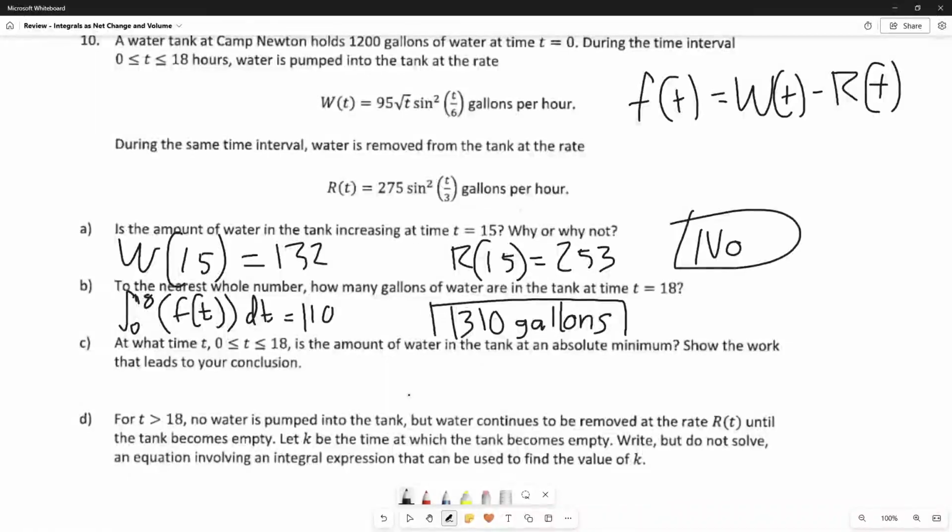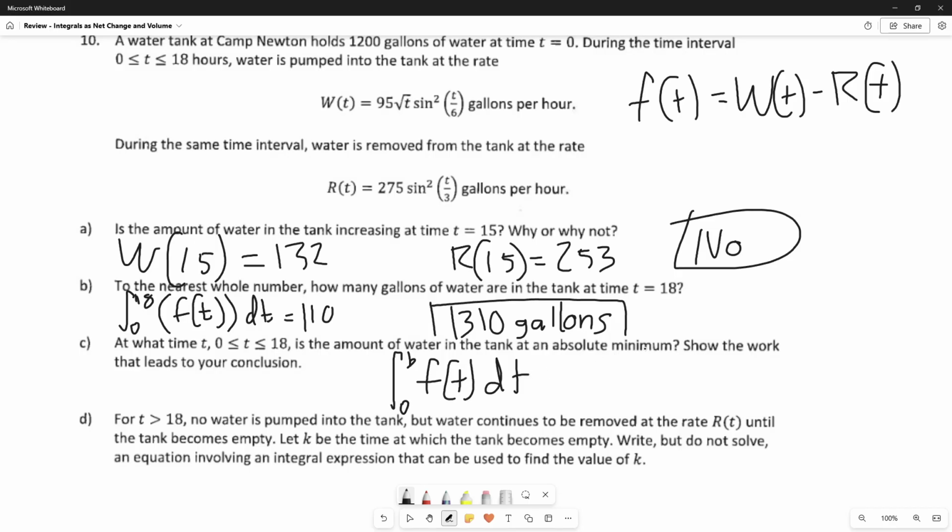Part C says, at what time t in the interval 0 to 18 is the amount of water in the tank at an absolute minimum? Show the work that leads to your conclusion. And in part B, we kind of already established that we can write the amount of water that has been added after t equals 0 as an integral, with our left bound being 0 and our right bound being the time. And we can set this as a variable b because we're trying to find the time in our equation. And F of t dt.